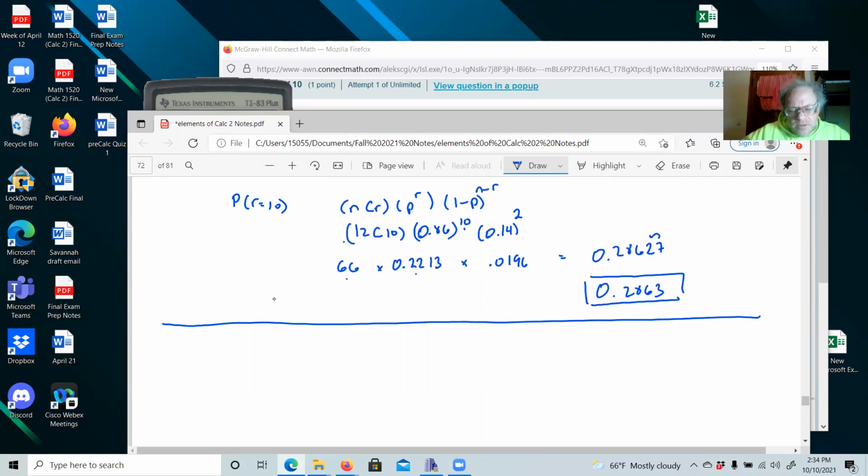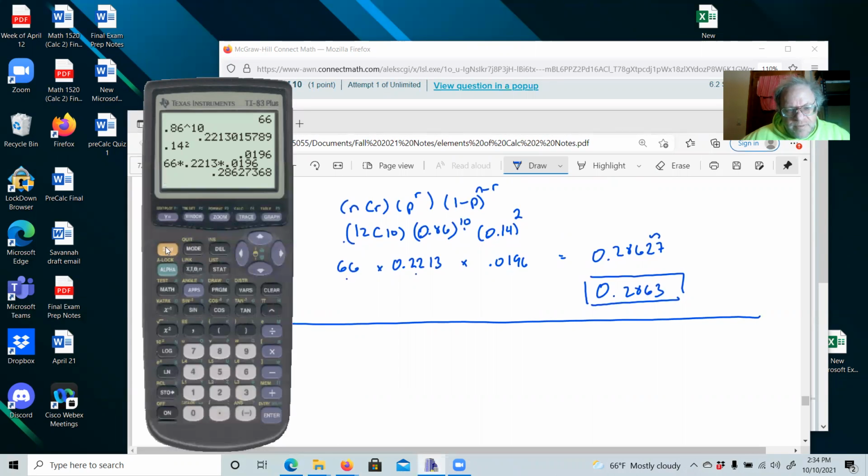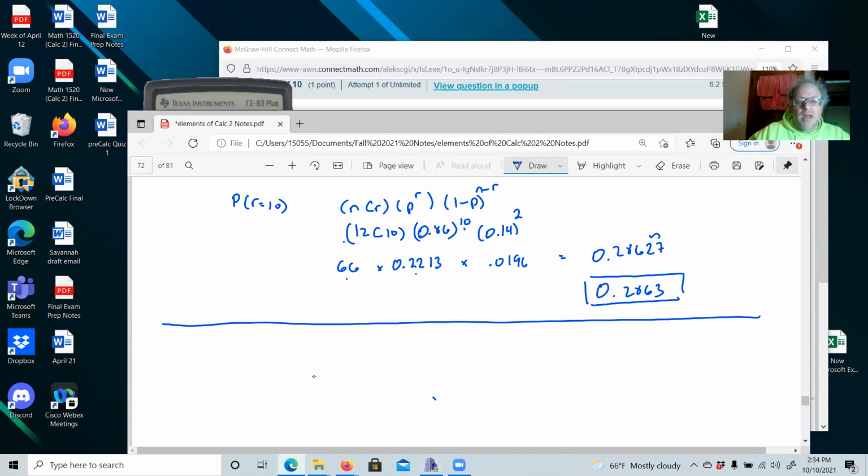So now we're going to learn how to use the calculator. What we're going to be doing with the calculator is hitting the second function, DISTR, and it's going to bring up a whole bunch of options. We're going to scroll down using the arrow keys to where it says binomial, binomial PDF and CDF. Which one do you use? Well, binomial PDF. PDF stands for probability density function.